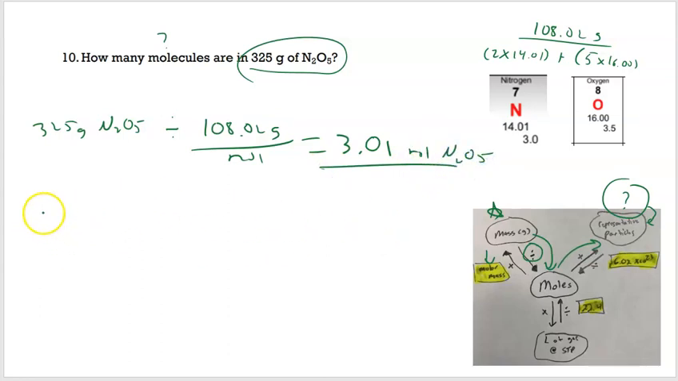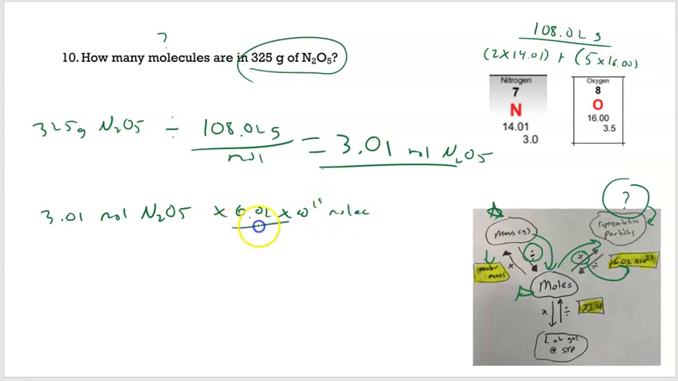All right, I'm going to go 3.01 moles N2O5. Right, I know moles, so I'm going to multiply by Avogadro's number to get representative particles. Molecules per mole. I'm going to get a grand value of 1.81 times 10 to the 24th molecules N2O5.